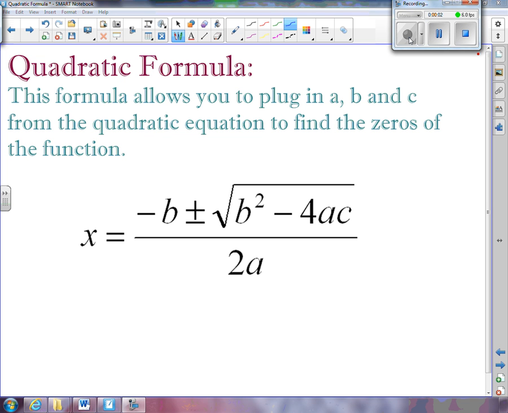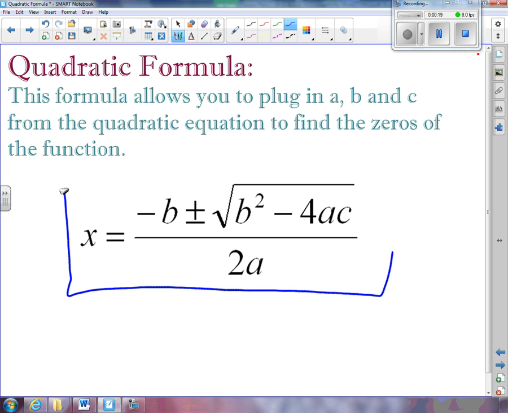Learning the last method that we're going to use to solve a quadratic equation. That method is called the quadratic formula. It's just a formula that allows you to plug in A, B, and C to get the answers, to get what x equals to make the equation equal to 0. So this is the formula. X equals negative b plus or minus the square root of b squared minus 4ac all over 2a.